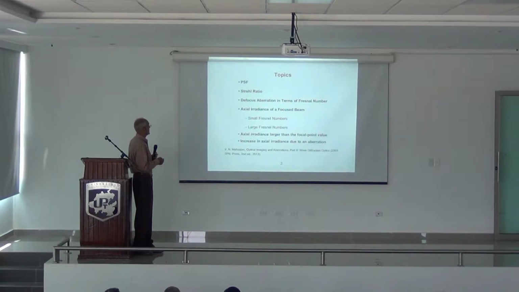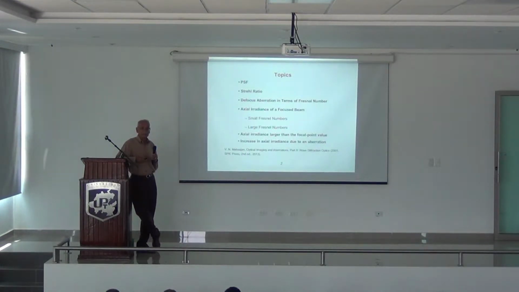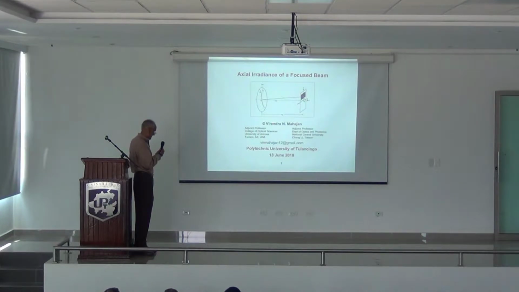I will talk about Strehl ratio. Strehl ratio, named after the name Strehl, that the ratio of the central value in the presence of aberration divided by the corresponding value when there is no aberration. And that value is always less than or equal to 1. Cannot be more than 1. I'm going to talk about defocus aberration.